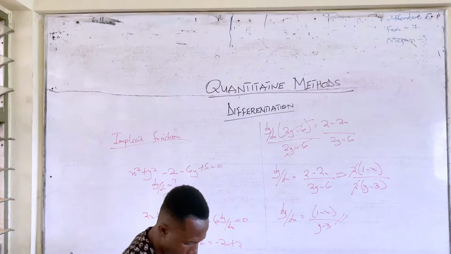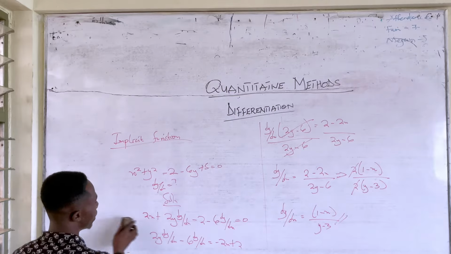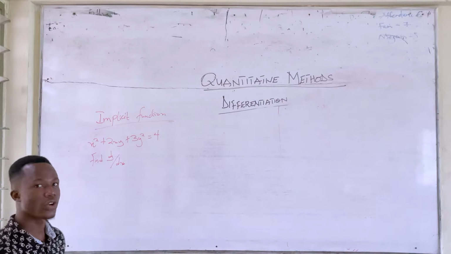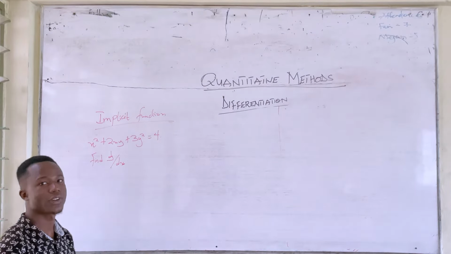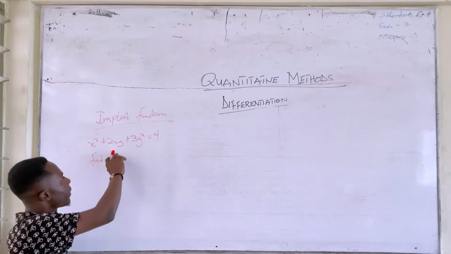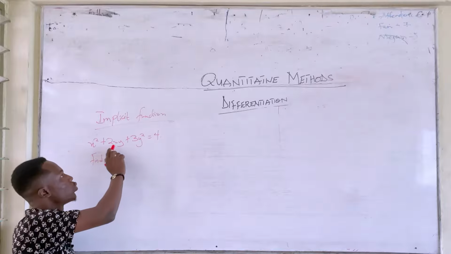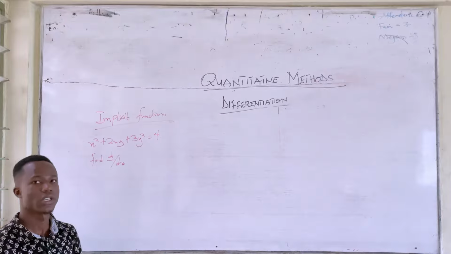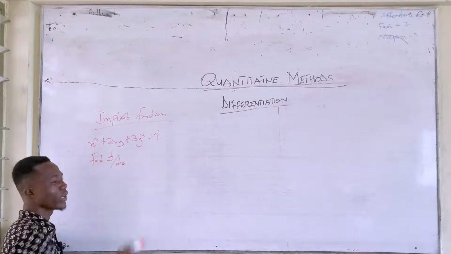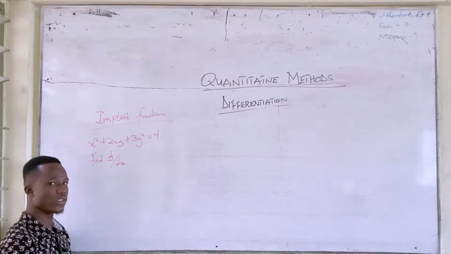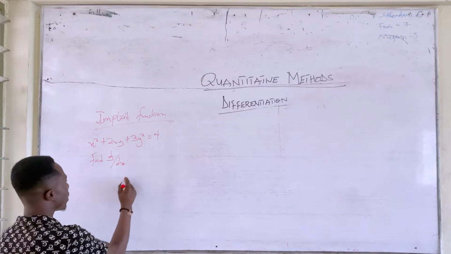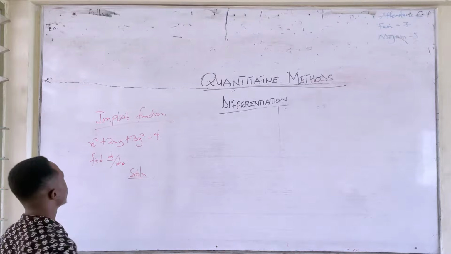Let's take one last question, then we say bye bye to implicit function. So now we are going to solve a question under implicit function. You could see that the other one that we solved, we didn't have a product function, that is 2xy. It was just a single function, x squared plus y squared. But right now we have a product function, and you know how to solve the product function. So let's start with our solution.